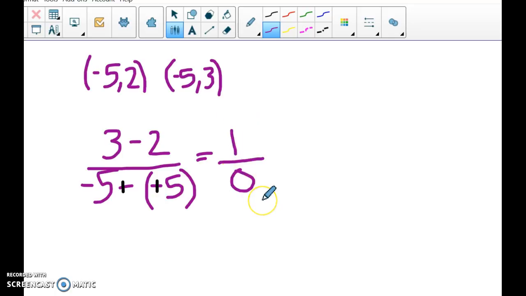When you have a 0 in the denominator, I can't multiply 0 times anything and get 1. So this slope would be undefined. It's undefined if you have 0 in the denominator because you can't multiply anything times 0 to get that top number.